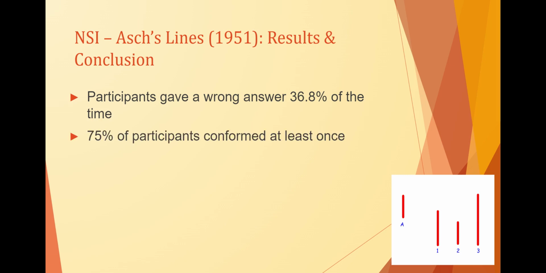75% of participants conformed at least once. And again, if you're trying to remember this for an exam answer, just say a significant amount of participants conformed at least once.